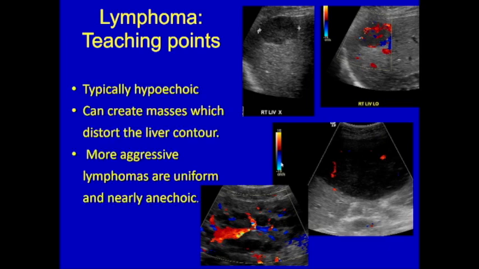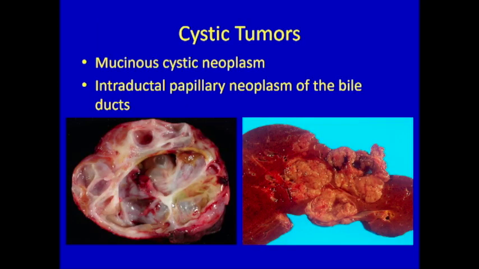Lymphoma, right? So hypoechoic, very uniform. They do transmit sound. They can create masses. They are aggressive, and they can be nearly anechoic. So think about that as well.